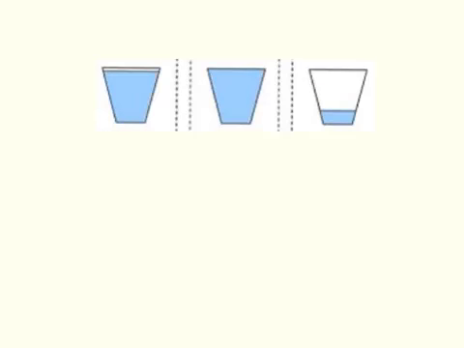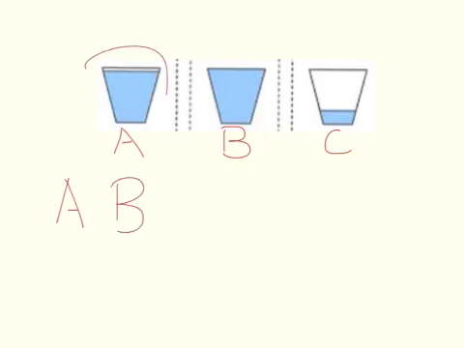Now let's have a look at comparing the capacity that is already existing inside an object. Now this object is exactly the same, but the capacity that it's holding at the moment is different. So I'm going to say that this is container A, this one's container B, and this one's container C. Let's make some comparisons. I would say that container A has more inside it than container C.